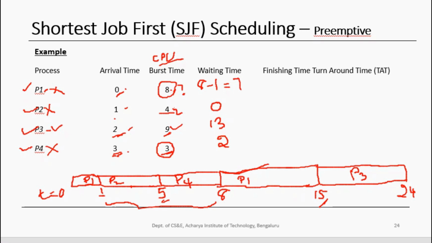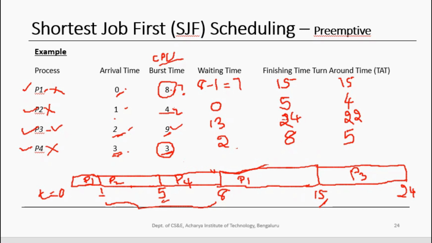Now let us calculate the average waiting time. So average waiting time is equal to 22 divided by 4, that is equal to 5.5, could be milliseconds or whatever is the time unit. So this is how we can calculate the average waiting time.